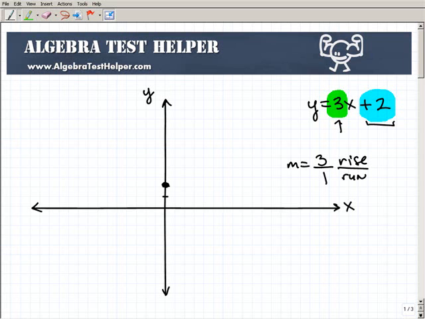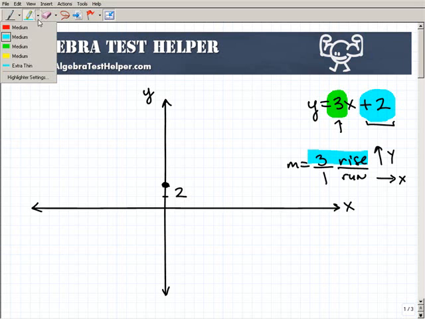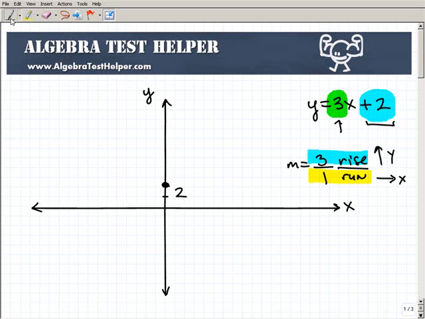The rise is how much a line goes up on the y-axis, and the run is how much a line goes over on the x-axis. So we know this line goes up 3 and over 1. That's basically what it does. So from this point here, 2, which is the y-intercept, I'm going to go up 3, and then I'm going to go over 1. And that's going to land me on a second point that's on this line.